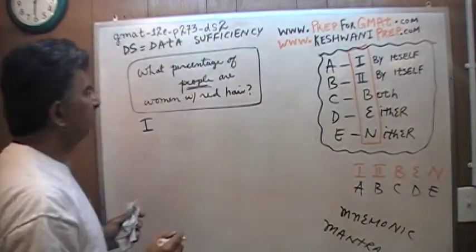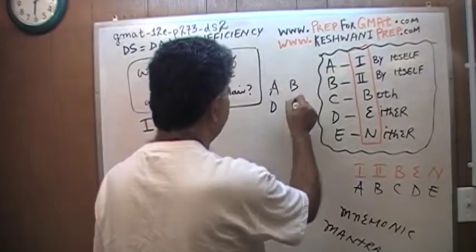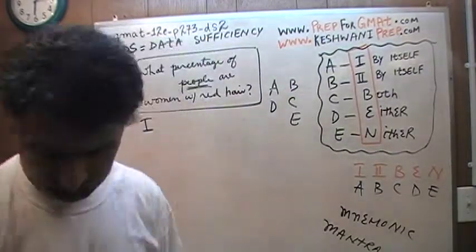What percentage of the people are women with red hair? A, D, B, C, E. You see? A, D, B, C, E.